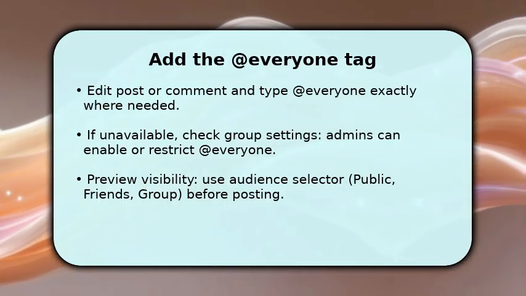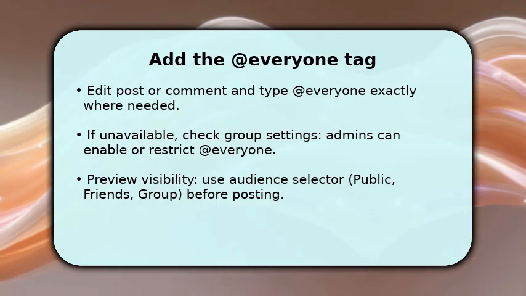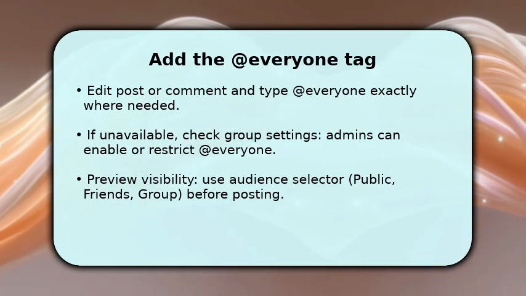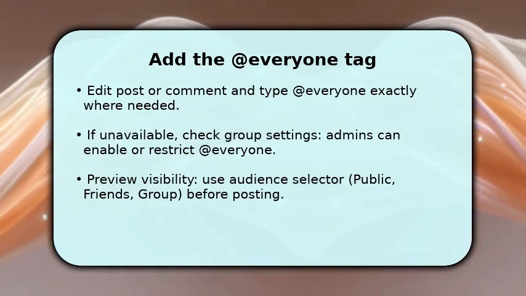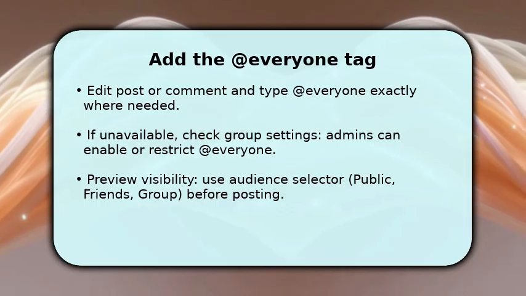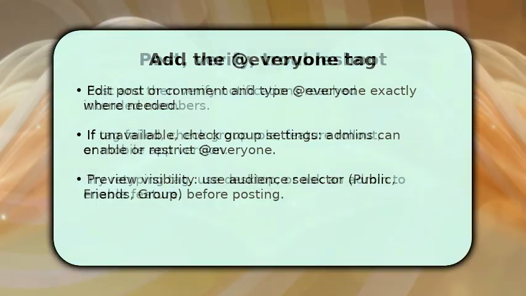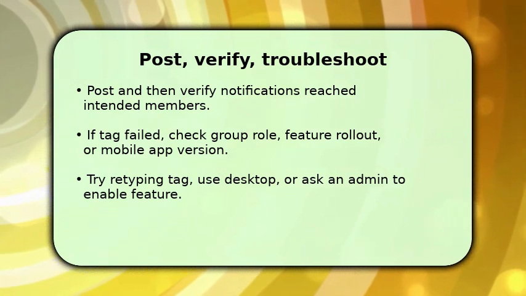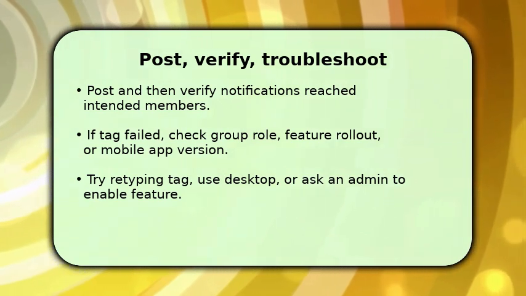Once the tag is recognized, Facebook will notify members depending on their notification preferences. Before posting, use the audience selector to confirm who will actually see the message and adjust if needed. Post your message and then verify that notifications were delivered by checking a sample member's view or asking a colleague.